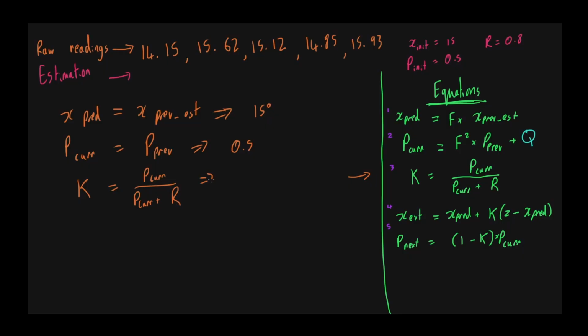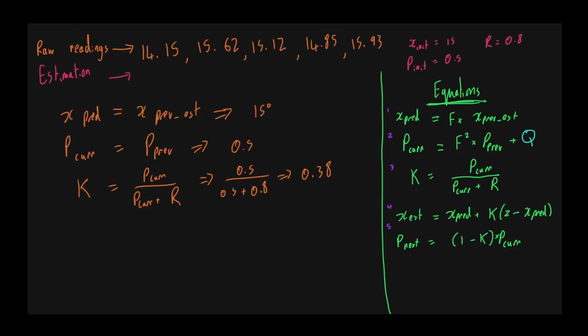Remember, R is our measurement error covariance. How noisy is our sensor essentially? So let's just calculate that. That's 0.5 divided by 0.5 plus, we said R equals 0.8. Now I've already done the calculation, but I calculated 0.38, and I'm doing all the calculations to 2 decimal points. So 2 decimal places. So K equals 0.38.